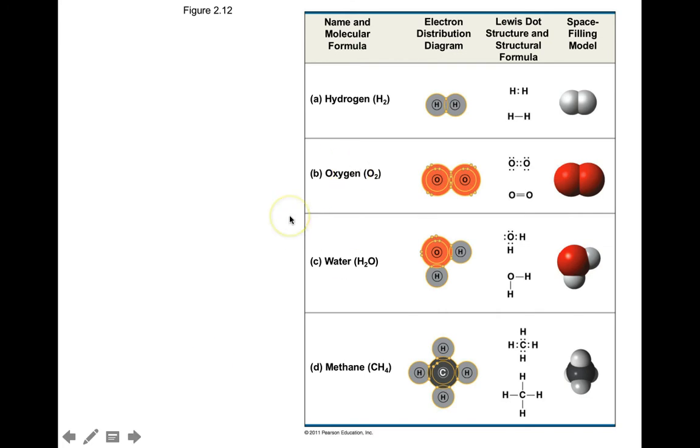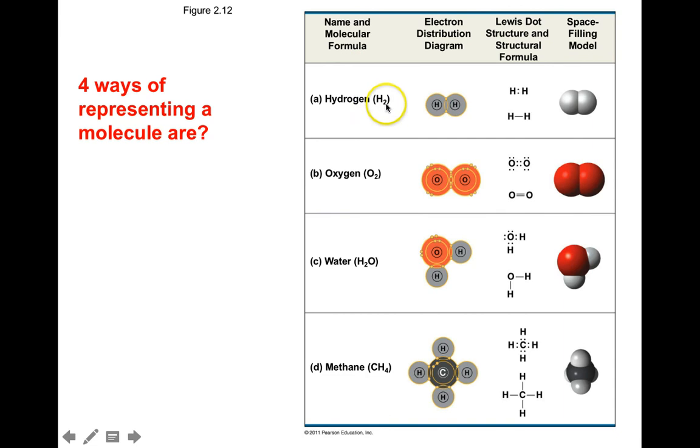So there are 4 ways of representing a molecule: the name, molecular formula, electron distribution diagram, and Lewis dot structure or structural formula. So 4 ways are name, molecular formula, Lewis dot structure, and structural formula. You need not worry about electron distribution diagram and space filling model for this course.